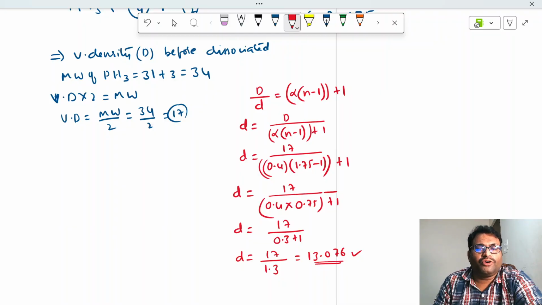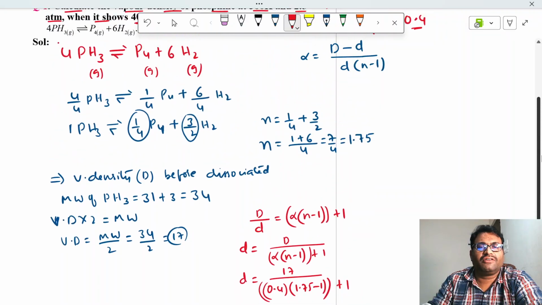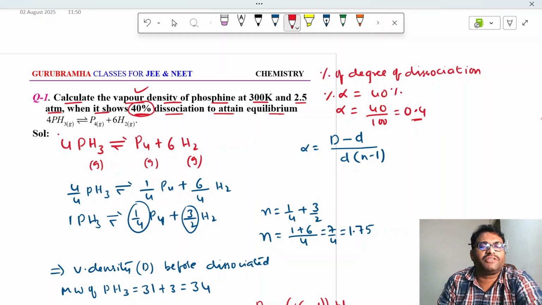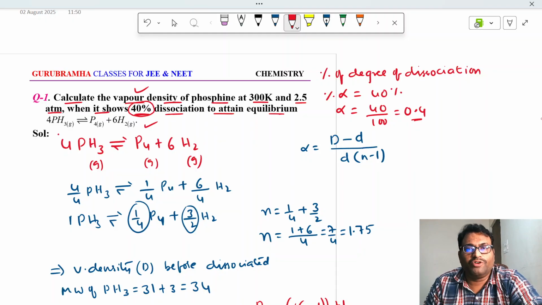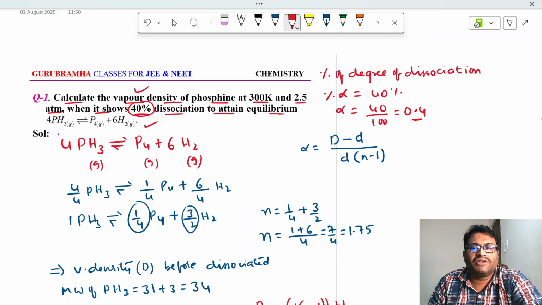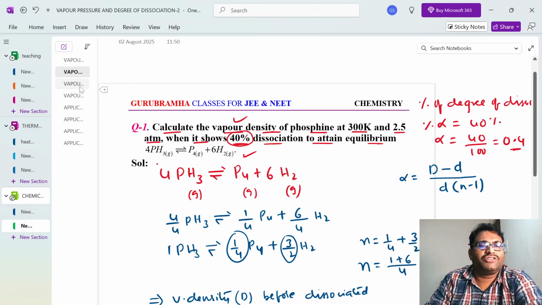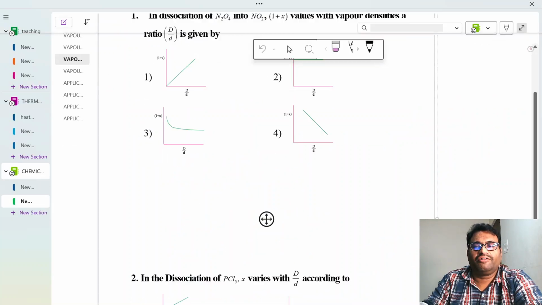Okay. So what is asked in the question? Calculate the vapor density of phosphine at 300 Kelvin and 2.5 atmosphere when it shows 40% dissociation. PH3 has undergone 40% dissociation to attain equilibrium. So equilibrium vapor density is asked. That is what we have calculated. Hope you understood well. Every point I mentioned, every small concept I mentioned. Next, let us see some questions on this vapor density.